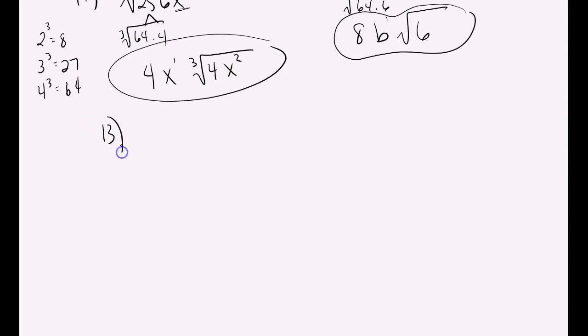Number 13, the square root of 343x. Man, why did I pick such big numbers? Okay, I don't know. Let's see. It's not 25. Maybe it's 9? Nope, it's not 9. Maybe it's 16, 25, 36. We need to have a 3 at the end.